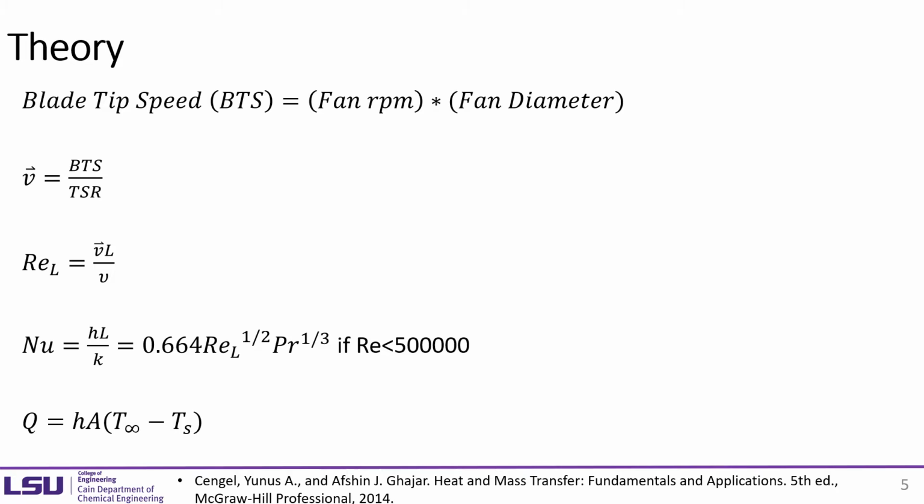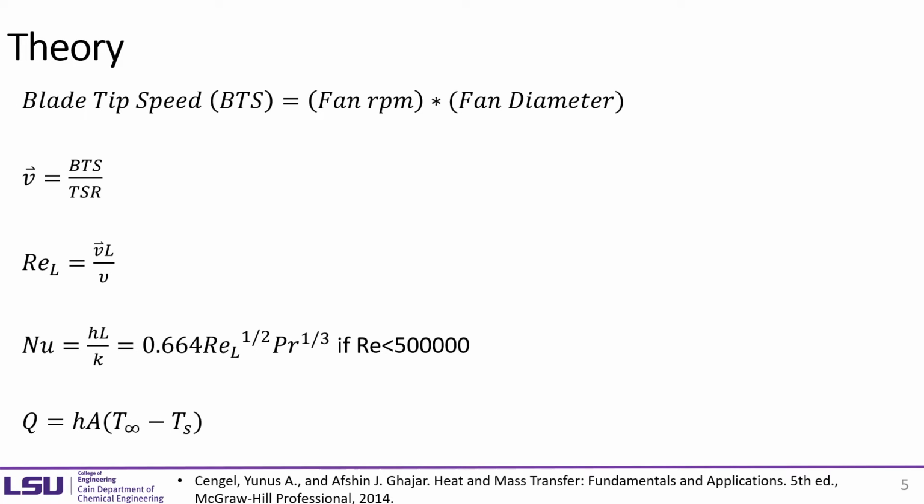So from this measured data, we have the CPU fan speed in RPMs and the fan diameter. And these two things can be used to calculate the blade tip speed, or BTS. That, along with the tip speed ratio, can be used to calculate the velocity of the air passing over the CPU. And this is assumed to be parallel over the CPU.